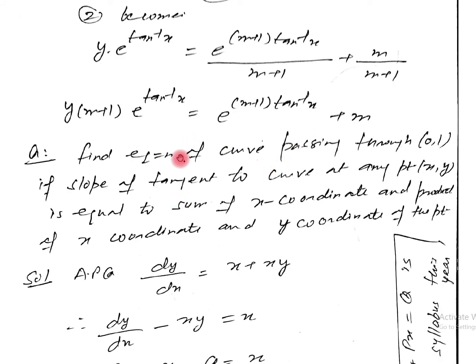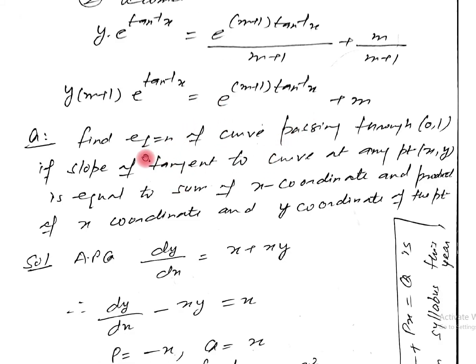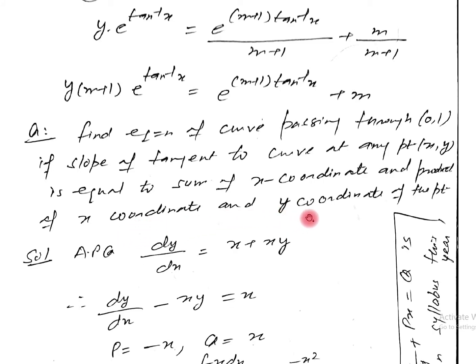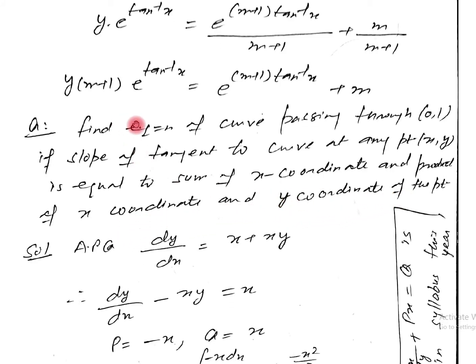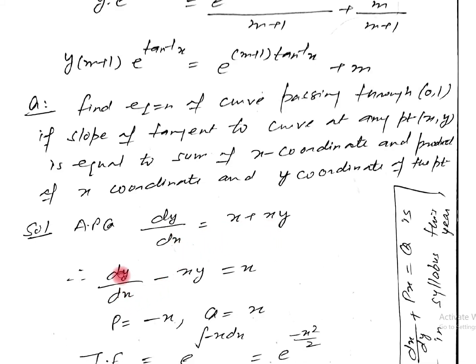Now let us see the word problem from this very exercise. Find the equation of the curve passing through the point (0, 1) if the slope of the tangent to the curve at any point (x, y) is equal to the sum of the x coordinate and the product of the x coordinate and y coordinate of the point. Now as per the question, slope of the tangent means dy by dx is equal to the sum of x coordinate and the product of x and y coordinate. Therefore dy by dx equal to x plus xy. Now it can be written as dy by dx minus xy equal to x.